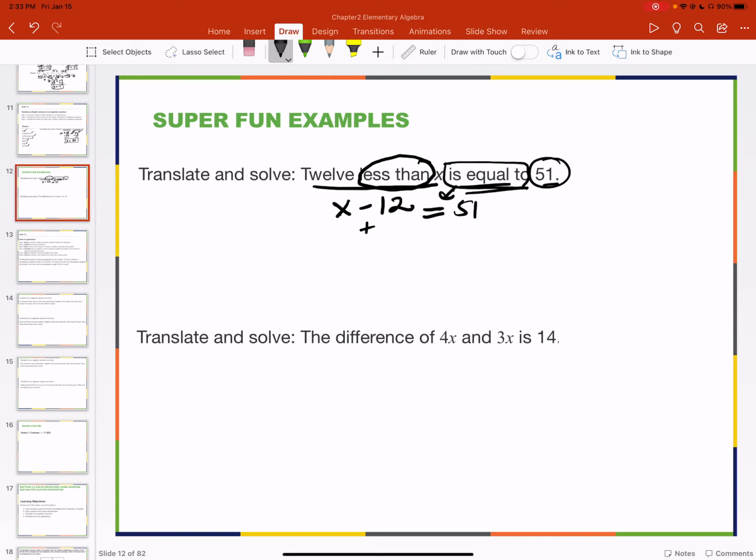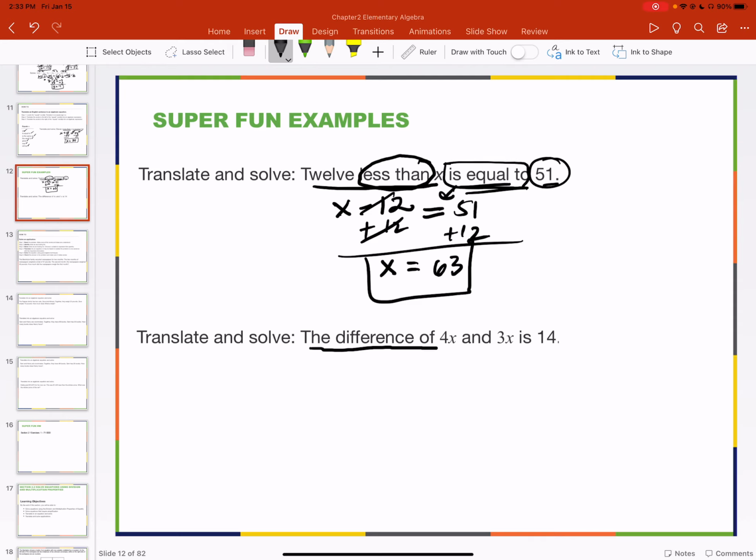Okay, so solving for x, we're going to add 12 to both sides. We're going to use the addition property of equality. So that cancels it out on the left-hand side, and on the right-hand side, we're just adding. So that's going to be 63. Okay, let's do another one.